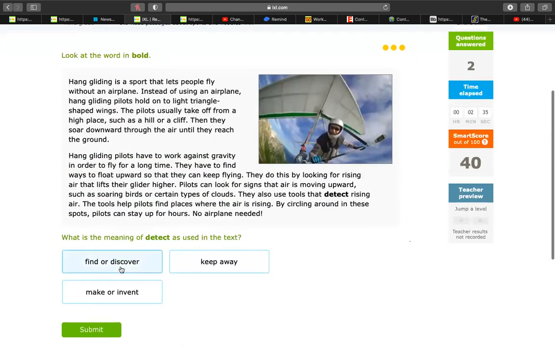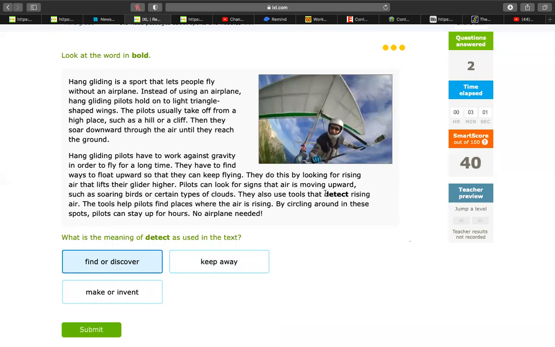And then another one, what is the meaning of detect as used in the text? So we're looking at, they also use tools that detect rising air. These tools help pilots find places where the air is rising. What is detect? Find, discover, keep away, or make or invent? Find or discover. Bingo.